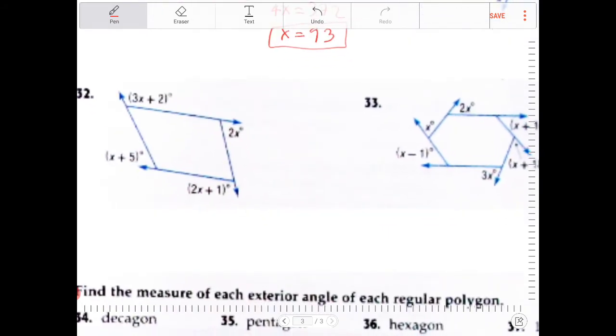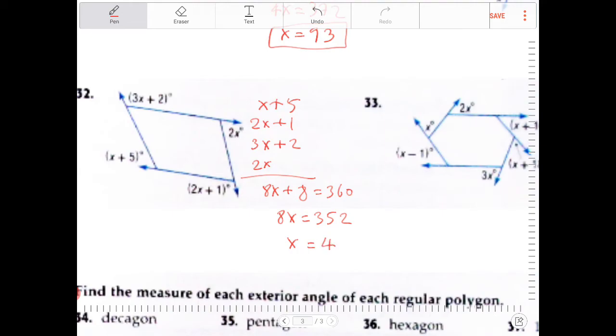Okay, I add up x plus 5, 2x plus 1, 3x plus 2, and 2x. This adds up to 8x plus 8. This is 360. Subtract 8 from both sides. 8x is equal to 352. Divide both sides by 8. I end up with 44.